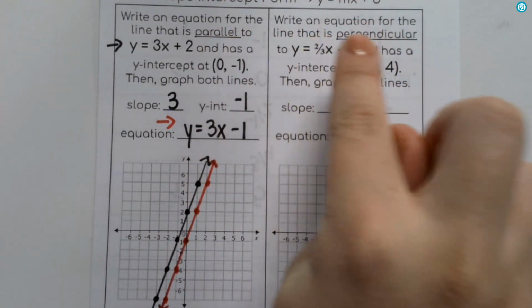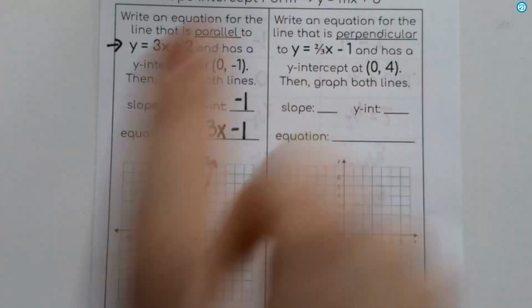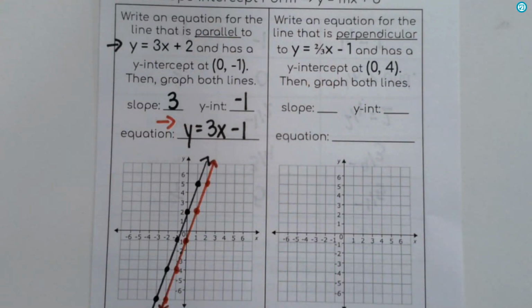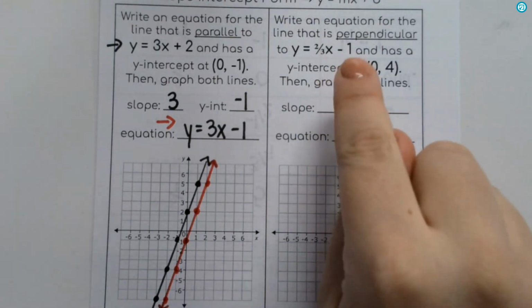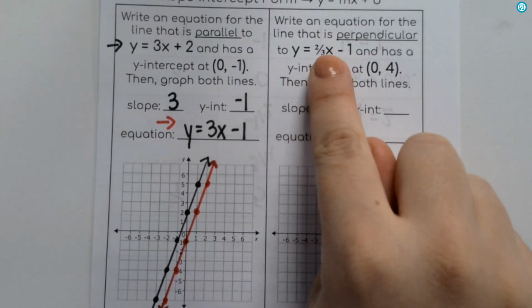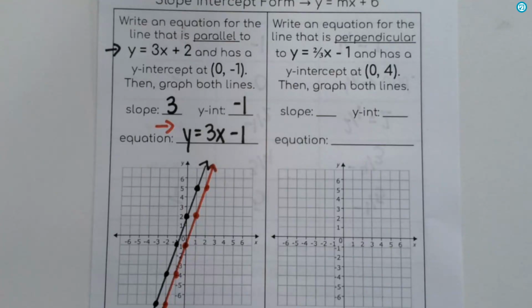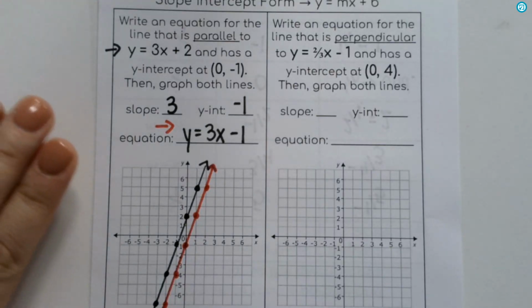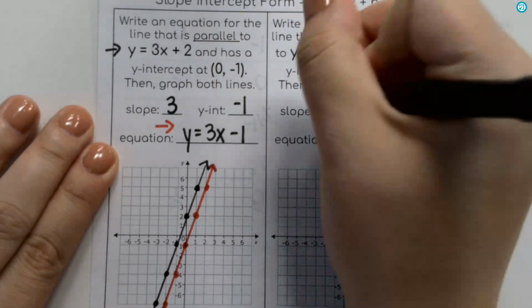Write an equation for the line that is perpendicular to y equals 2/3 x minus 1, and has a y-intercept at (0, 4), then graph both lines again. So for this one, we need a perpendicular slope. So that's what we did on the front of here, is we practiced finding perpendicular slopes. If my current slope is 2/3, perpendicular to that, I flip it and I make it negative. So my new slope is going to be -3/2.